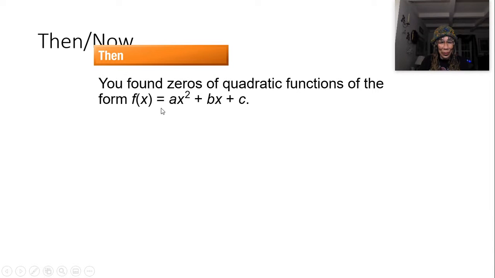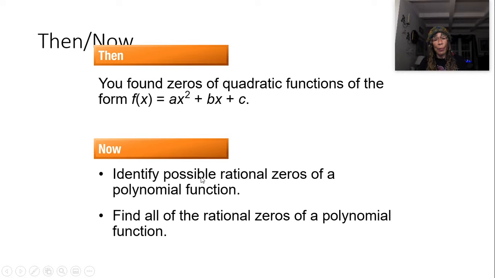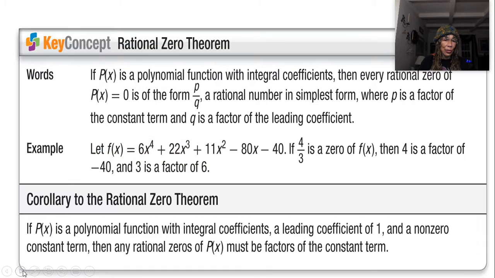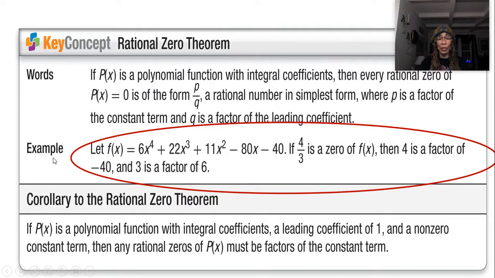Anyway, we used to find zeros of quadratic functions. Now we're going to find the possible rational zeros, and all of the actual rational zeros, of a polynomial function. And it's a two-part adventure. I wanted you to see this first. I circled it because I thought it was really, really important.